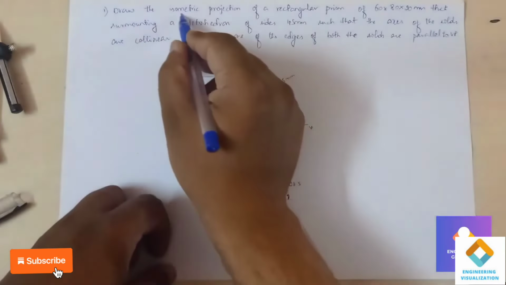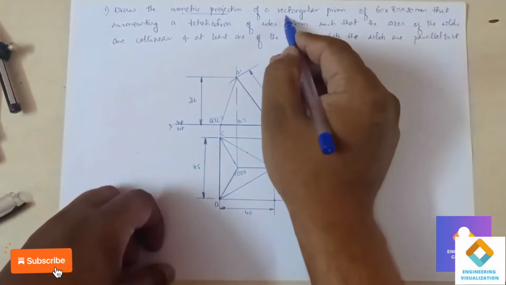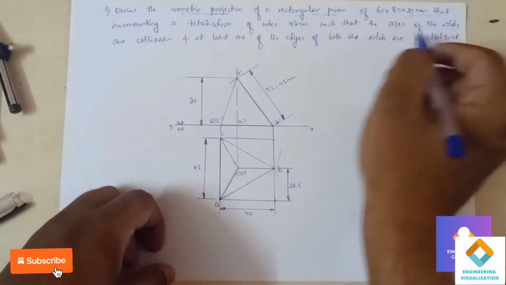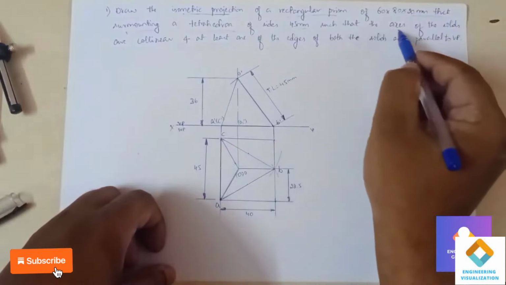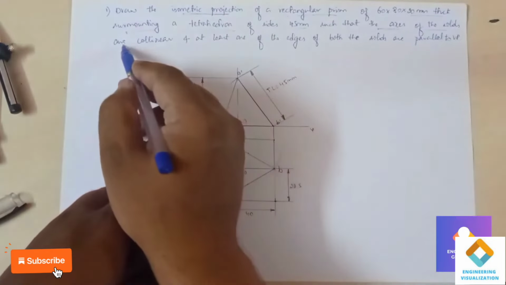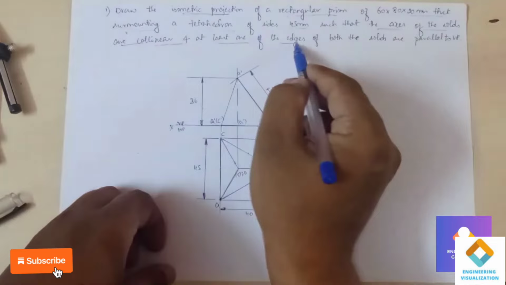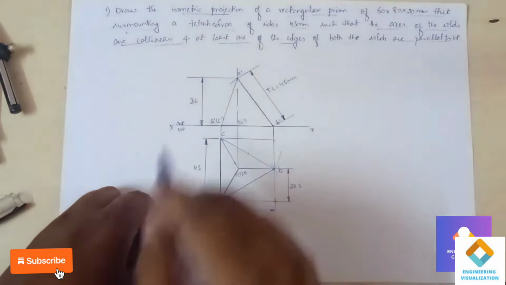Draw the isometric projection of a rectangular prism, dimension 60, 80 into 20 mm thick, surmounting a tetrahedron of sides 45 mm, such that axes of the solids are collinear and at least one of the edges of both the solids are parallel to VP.